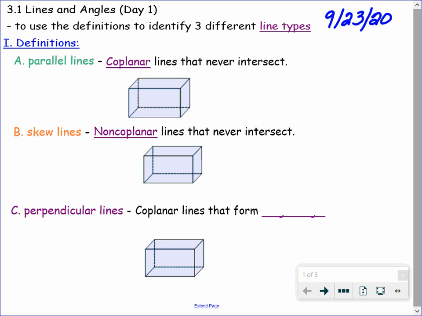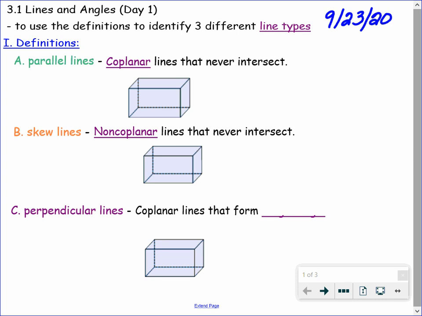Now it gets a little tricky because I can have a line on the ceiling that is actually parallel to the line that's on the floor. Because even though there's not a wall right there joining them, they are joined because they're on the same plane. Because remember, any 3 points make a plane.